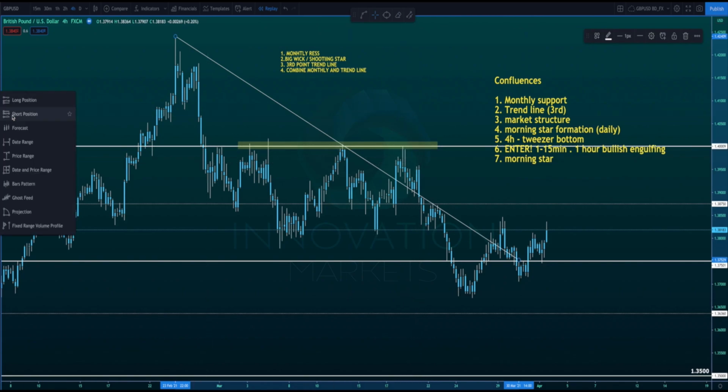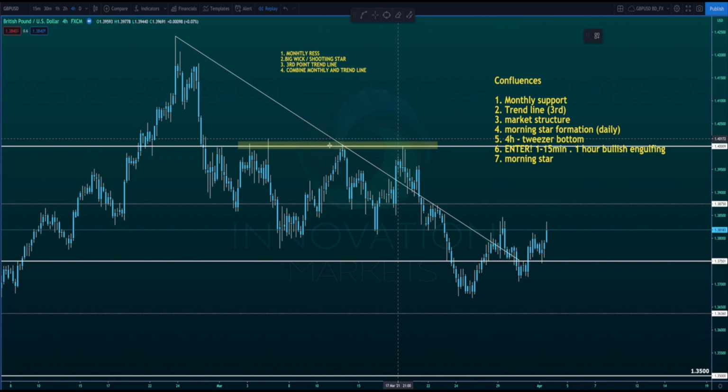So here on the 4 hour, we can see confluences. What are the confluences that we need to take a trade? Well, we know there's monthly resistance. That's one confluence: monthly resistance, number one. Then trend line. We know we've broken a trend line, but we haven't broken the market structure, as you can see on number 3. Then on the 4 hour, we've got not tweezer bottoms, but tweezer tops, 1, 2. So that shows us there's tweezer tops. There's even a mini evening star formation here.